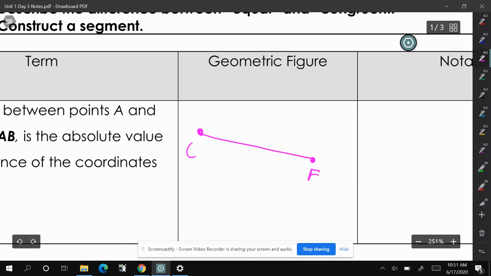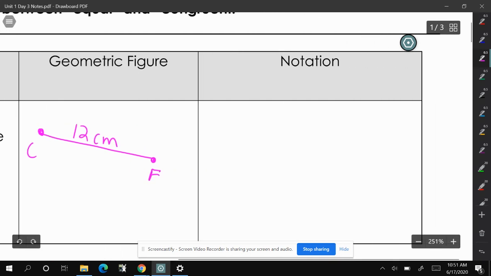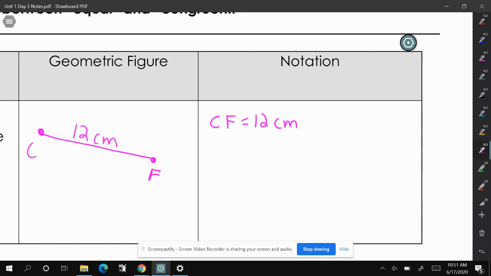F, and say, okay, it's 12 centimeters. That's how it would look in a picture. To notate this, we would write CF equals 12 centimeters. Notice there is no bar. There is no bar up here when we talk about distances. That is how you can tell the difference between talking about the distance of CF or talking about the actual segment CF.